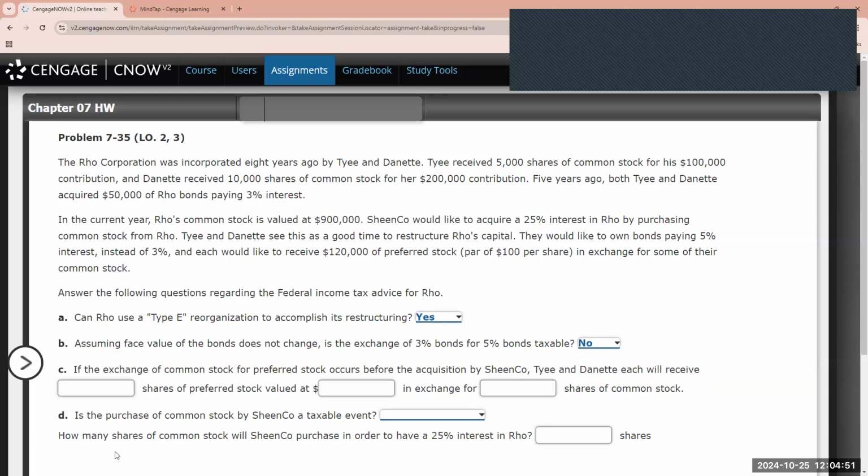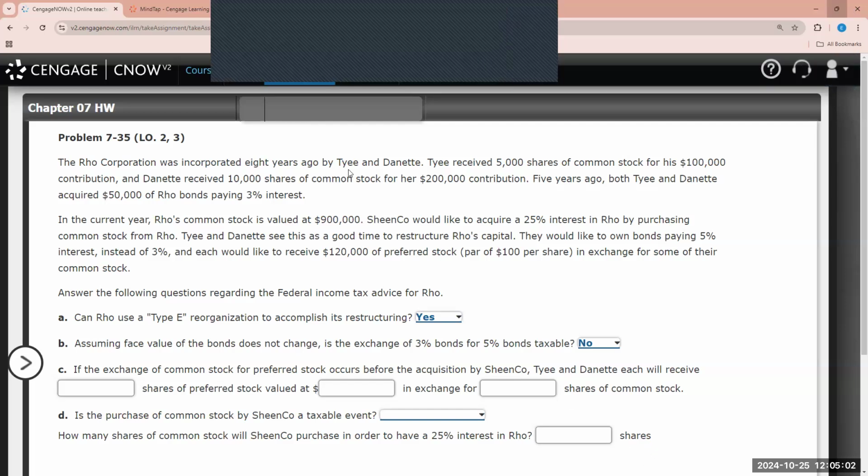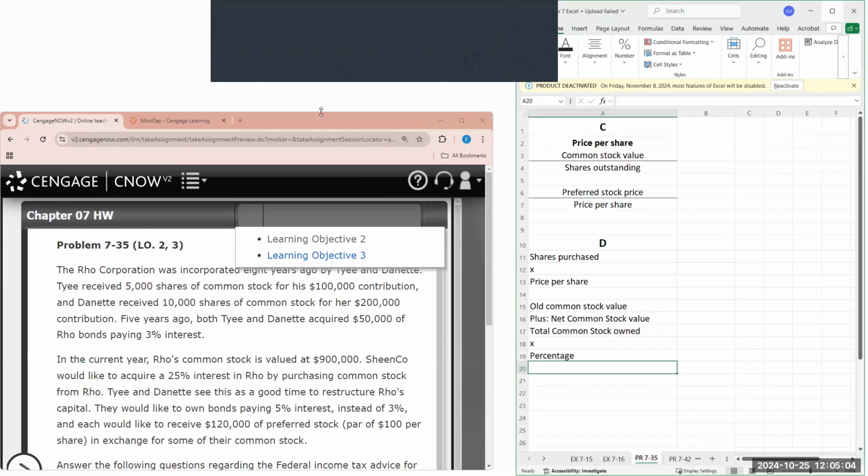C, if the exchange of common stock for preferred stock occurs before the acquisition of Sheen Co., Tai and Danette will each receive blank shares of preferred stock. So for this question, we have an Excel.